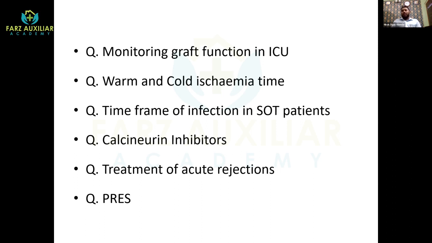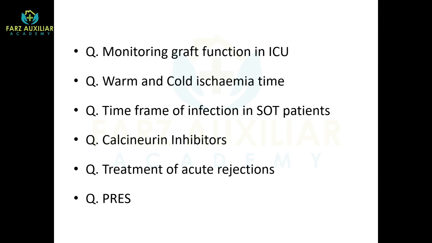Obviously, we have to rule out the other causes of hypertension that you were asking about, that is pain and anxiety, and all that we have to rule out, and we have to do Dopplers to see whether there is any new renal artery stenosis or any stenosis or not. But in most cases, when the patient is getting calcineurin inhibitors, the hypertension is because of that drug only.